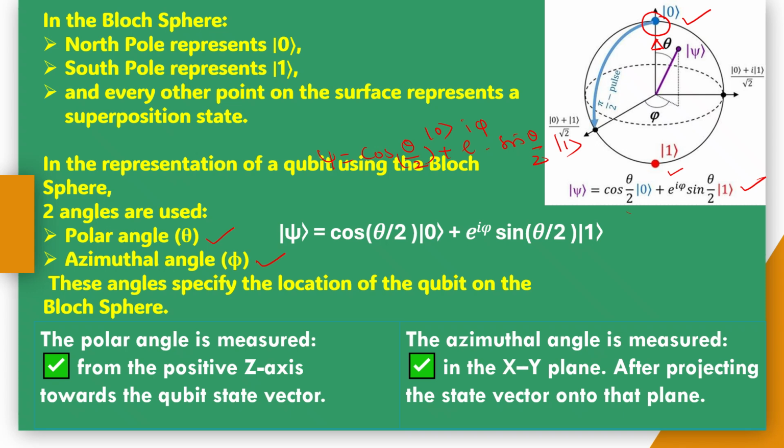Similarly, the azimuthal angle is measured in the xy plane after projecting the state vector onto that plane, and it is measured from the positive x-axis. The angle between the projected state vector in the xy plane and the positive x-axis is phi. So if you want to represent the quantum state on the Bloch sphere, we need two angles: one is the polar angle, the second one is the azimuthal angle.